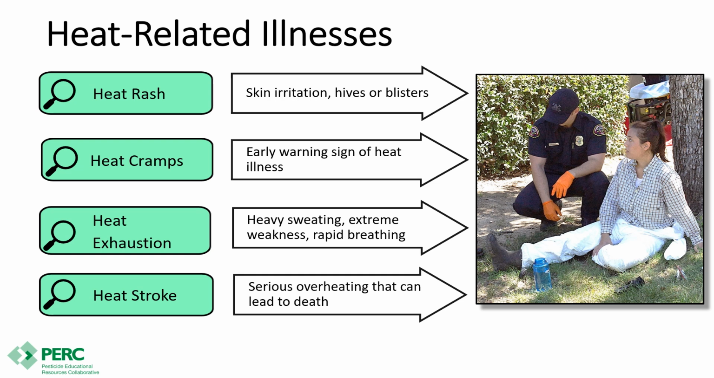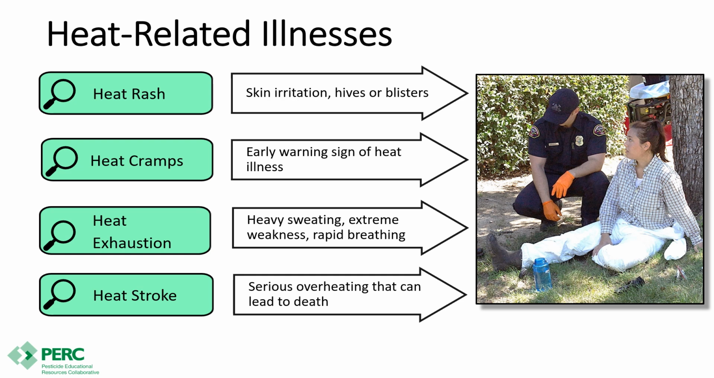The 4 most common heat-related illnesses, their symptoms, and the first aid steps you can take are: heat rash. This is a skin irritation, such as hives and blisters. If you develop a skin irritation, keep the affected area dry, and if possible, change your work environment. Heat cramps. Depleting your body of salts and water leads to cramps usually in the stomach, arms, and legs. This is an early warning sign of heat illness.